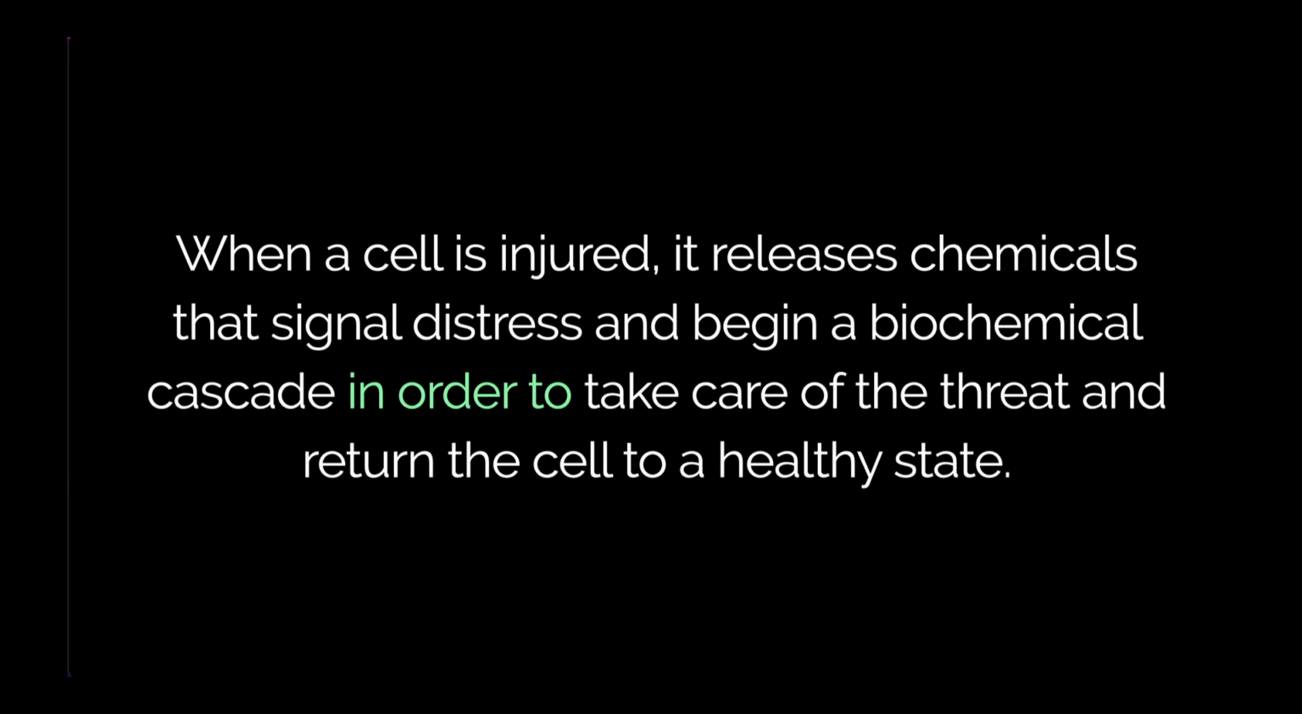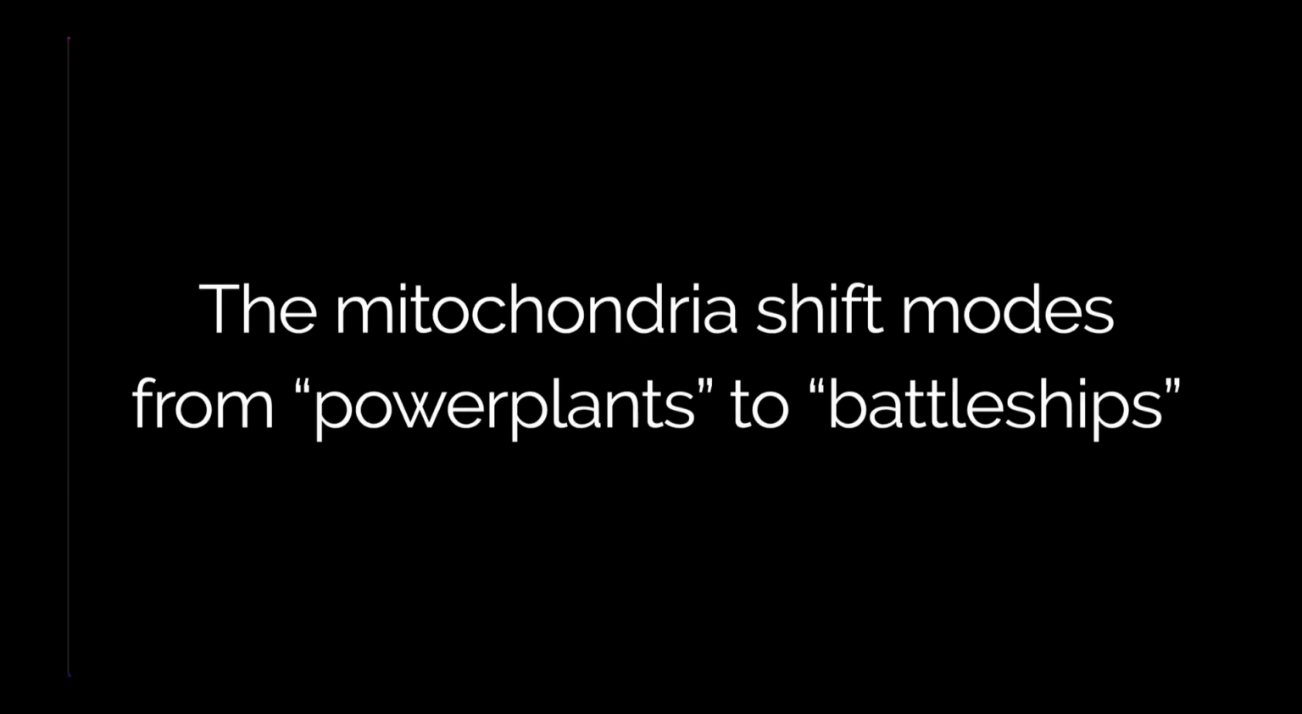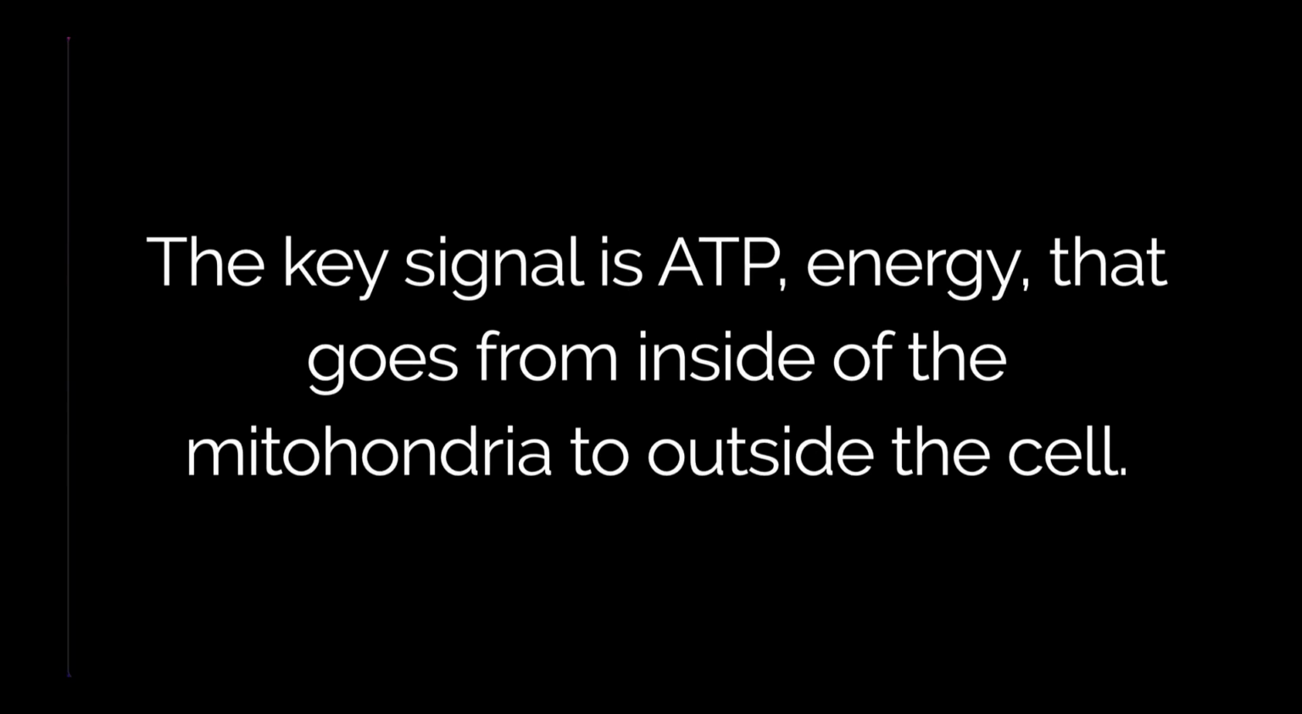Classically, we tend to call the symptoms that are associated with this first step inflammation, and a lot of strategies are trying to prevent this. The mitochondria shift modes from power plants, generating energy from fuel, to battleships, attacking and defending. There are a lot of biochemicals involved in this response, but the key signal that coordinates all of this is ATP, or adenosine triphosphate. This is the body's core energy currency, and when it goes from inside of the cell to outside of the cell, then that is a classical trigger of the healing cycle and the inflammatory cascade.